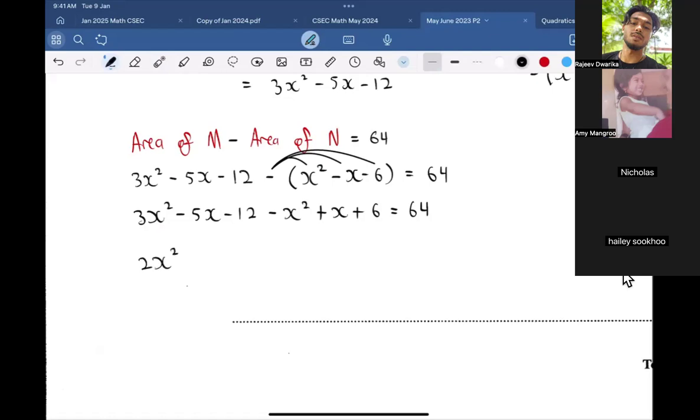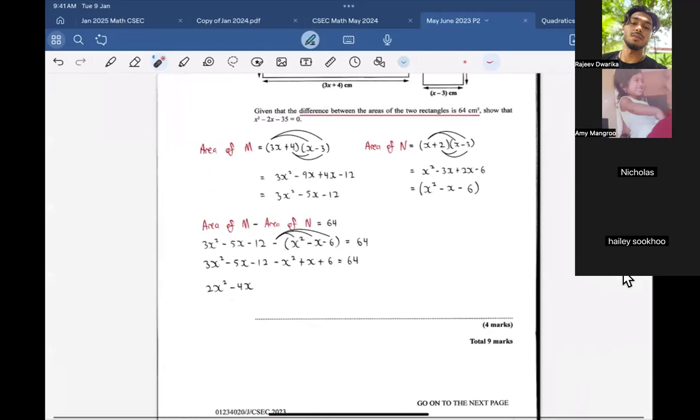Now we're gonna move on to the x's. How many x terms are you seeing? Minus 5x and positive x. So it's minus 5x plus x. Minus 4x. Perfect. And then how many constants do we have? Technically, we had the 64 as well. But what do you think we're gonna have to do with our 64?